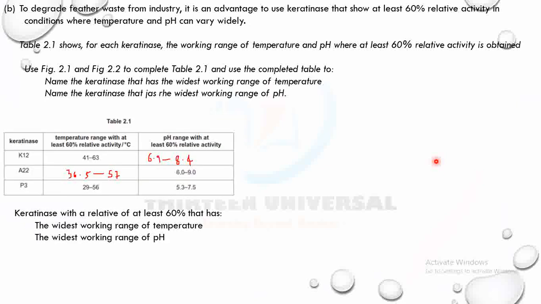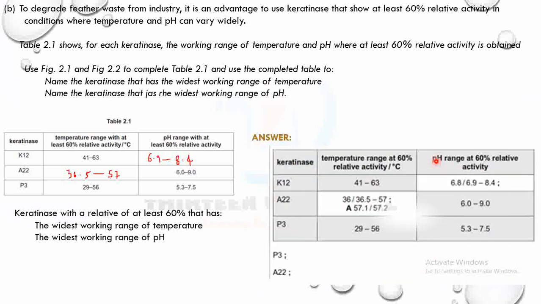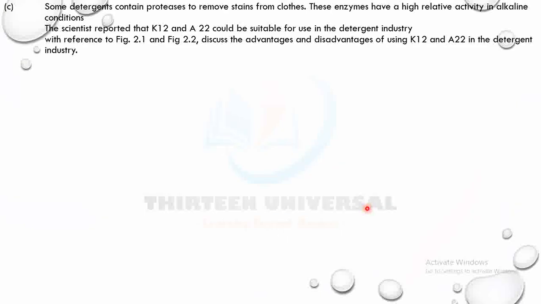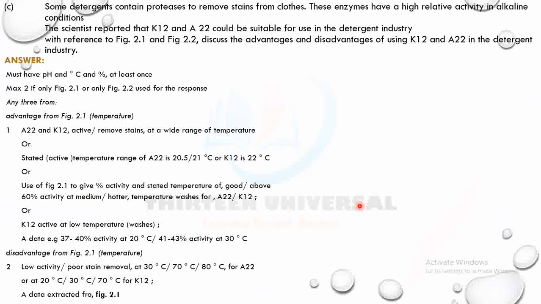Okay, and of course you see that from this result we have that A22 has the widest range of pH to work on. So that's an advantage. Look at it, guys. See the advantage: A22 and K12 can remove stains at a wide range of temperature. So you focus on the range of temperature.